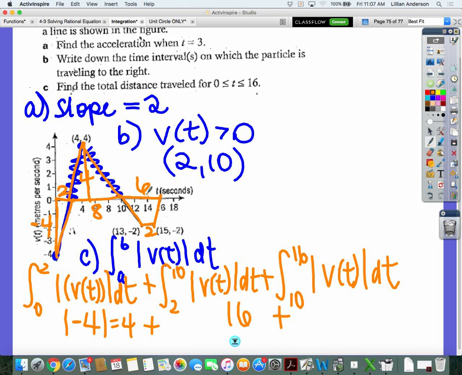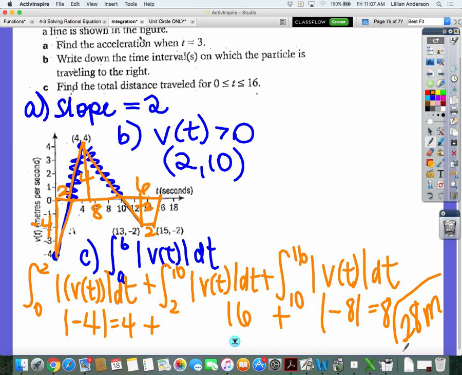We also get 8. Then you have to multiply that by your height. Your height is 2. Okay? Multiply those together. Divide by 2 and you get 8. Technically it's a negative 8 because your height is negative. But you take the absolute value of that to get a positive 8, and 4 plus 16 plus 8 is 28 meters.